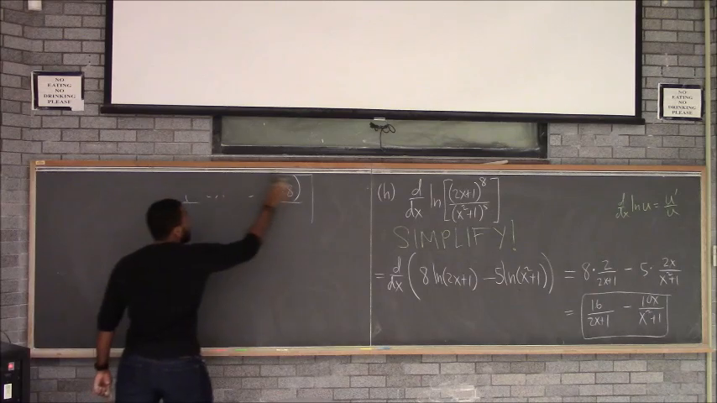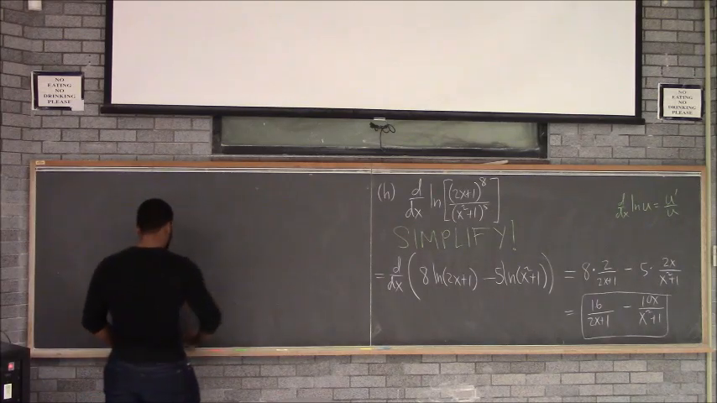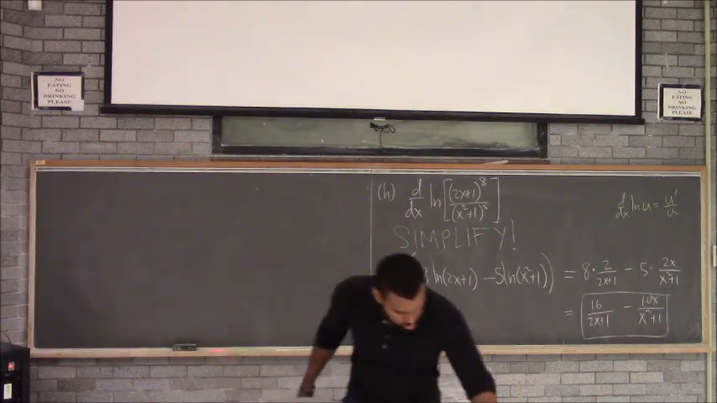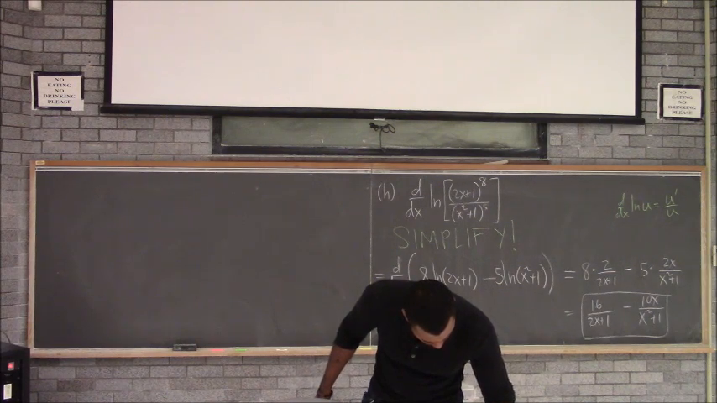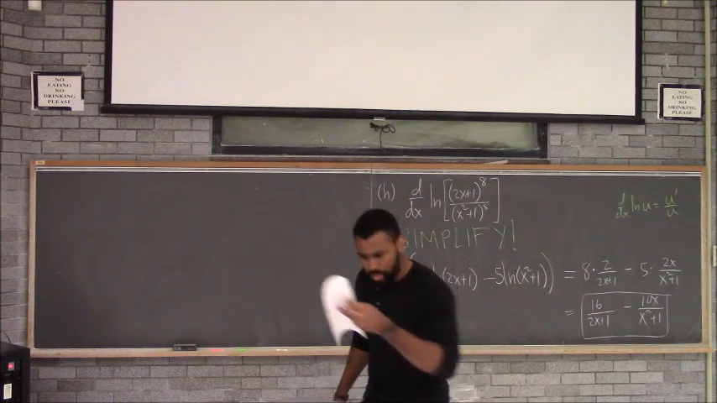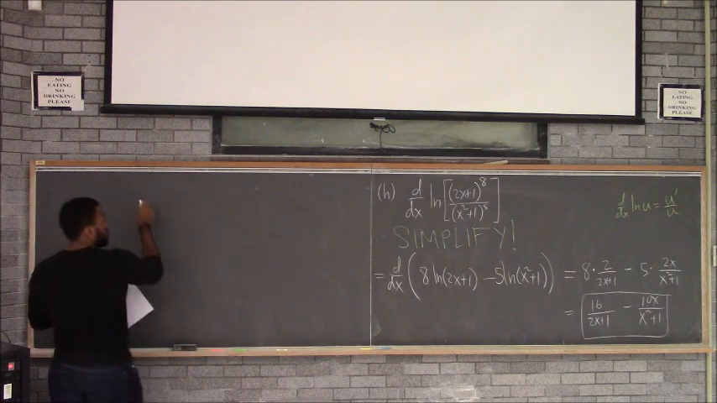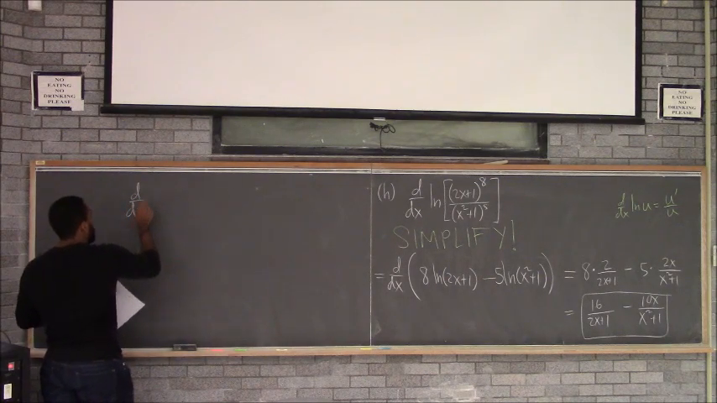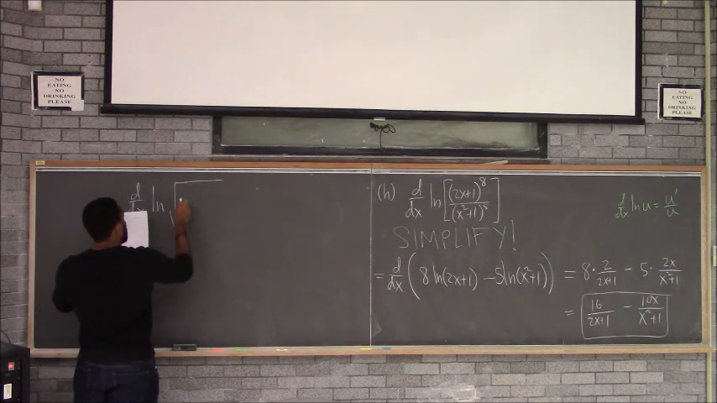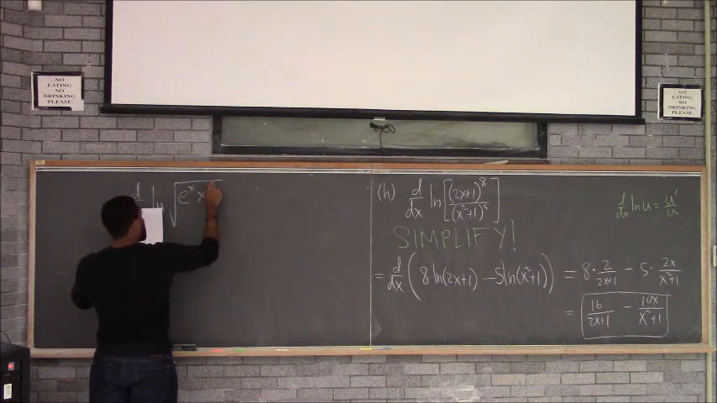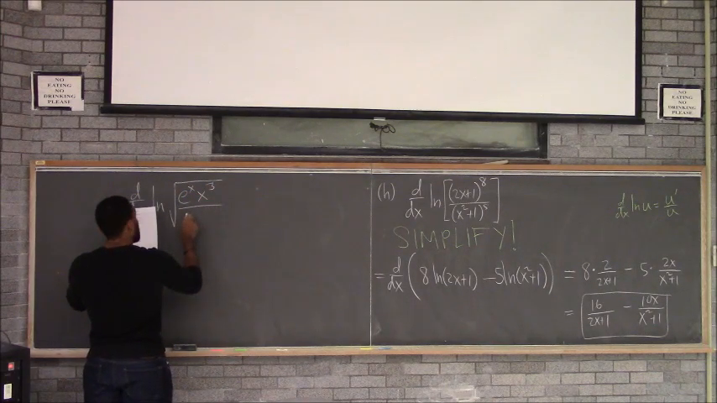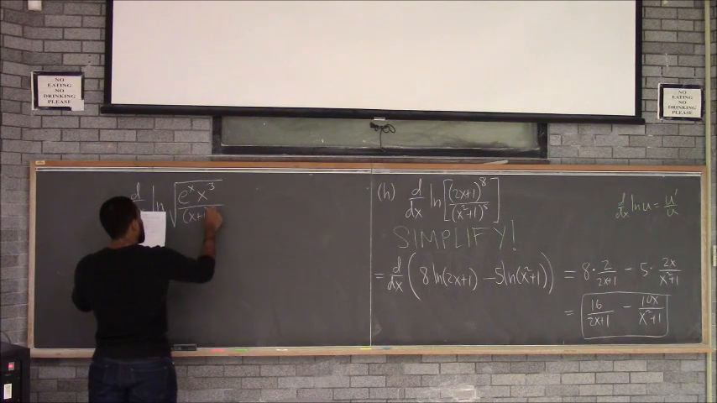On the quiz, there was a similar problem. Maybe I should look at that since we're here. For example, the derivative of ln of the radical of e to the x cubed over x plus 1 cubed.